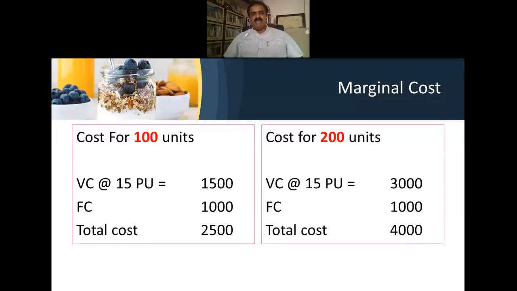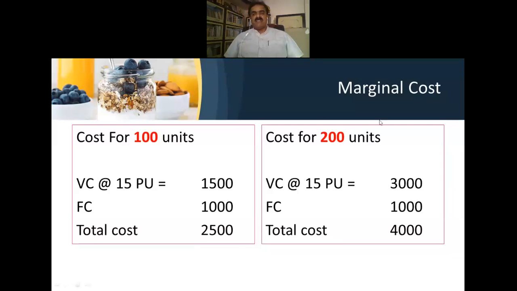Now you can identify, in the earlier case we had an assumption that for 100 units the total cost is 2,500 and for 200 units we felt that it may be around 5,000 rupees. It is not 5,000, it has come down to 4,000.